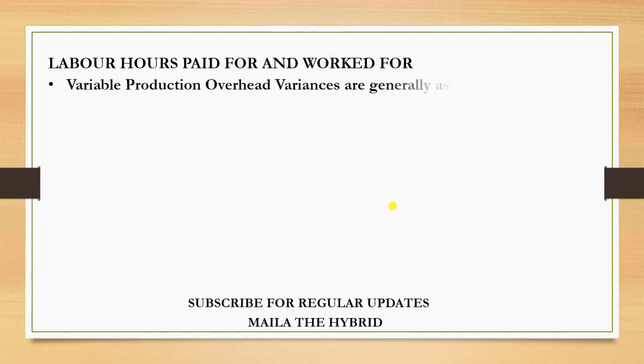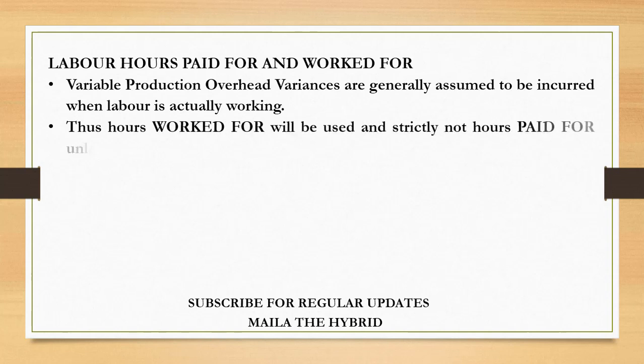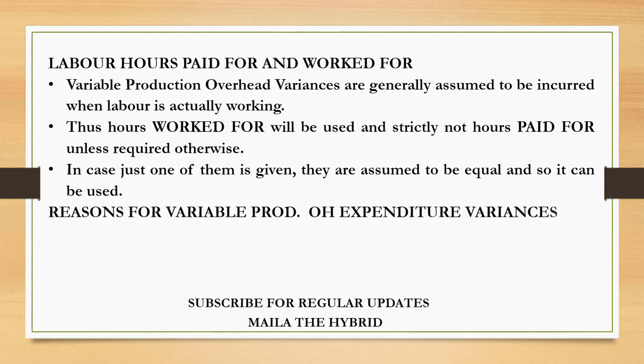Now note, labor hours paid for and worked for. Variable overhead production variances are generally assumed to be incurred when labor is actually working. That's an assumption. And therefore, hours worked will be used and strictly not hours paid for unless required otherwise. For labor variances, you can refer to the other video. You can learn that actual hours paid for and worked for can both be used in computing labor variances, for example, when computing idle time variances. So in case just one of them is given, you can just assume that they are equal.